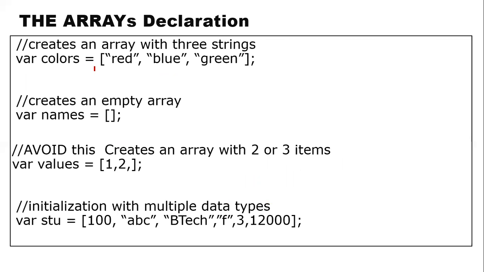There is another way of declaring arrays. If I want to declare an array, you can write the array name equal to an open square bracket, and then put all the values into the brackets, with each value separated by a comma. That's how you can have it. If you want an empty array, you can just use the variable name equal to empty square brackets. That will create the empty array.